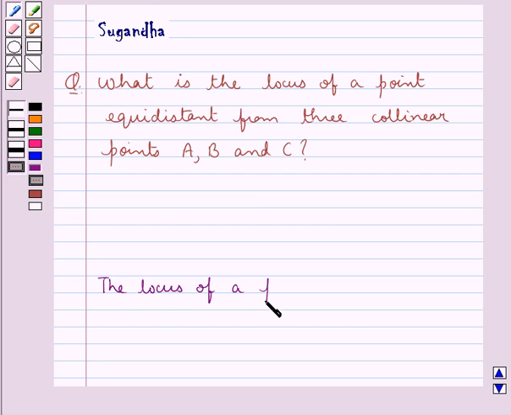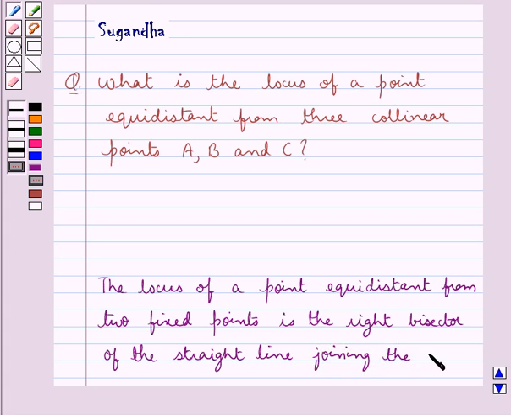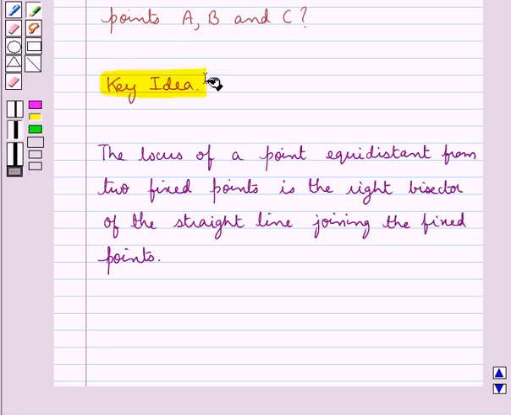the locus of a point equidistant from two fixed points is the right bisector of the straight line joining the fixed points. This is the key idea that we use for this question. Let's proceed with the solution now.